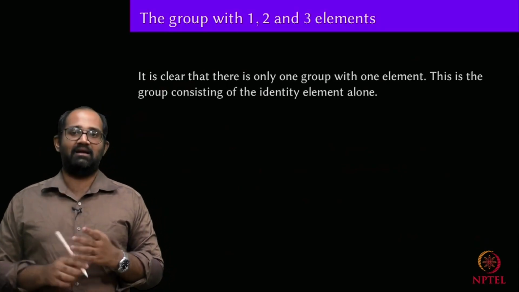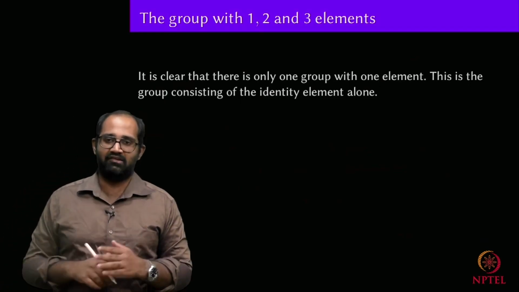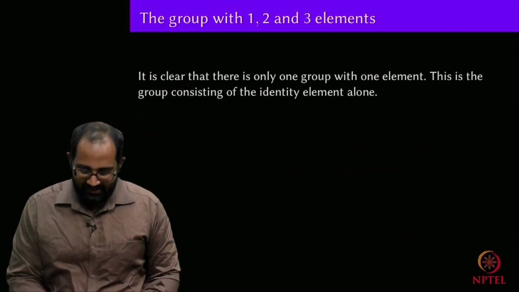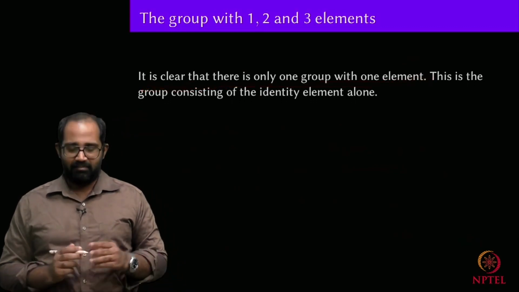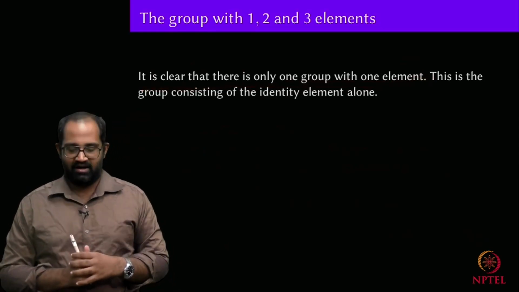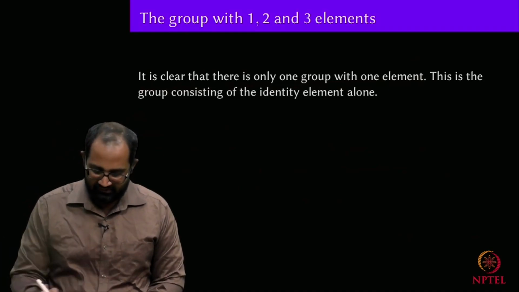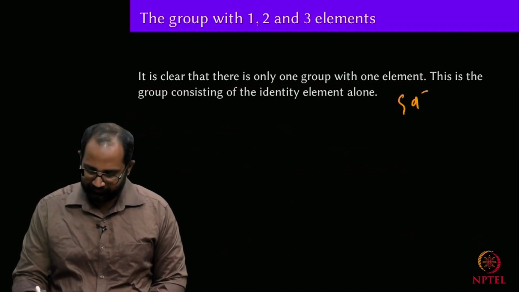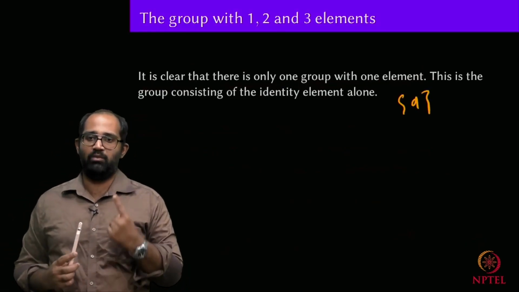So, up until that this will not make sense to you, but let me anyway just anticipate what is about to come. I will say it is clear that there is only one group with one element. What is the meaning of only one group? That you have to wait patiently for the next few slides to understand. What I mean is, if you take a set just consisting of a single element, there is one and only one way to make it into a group.